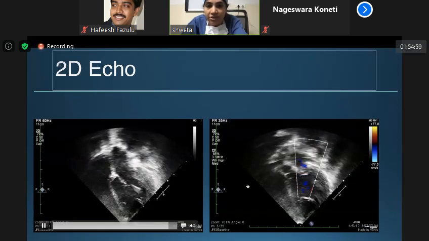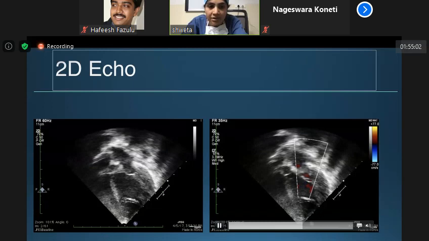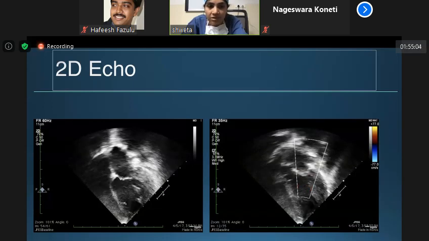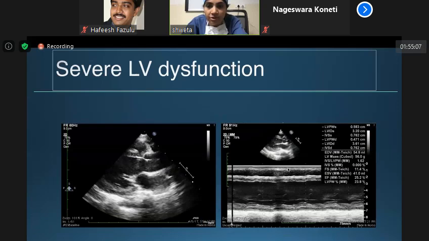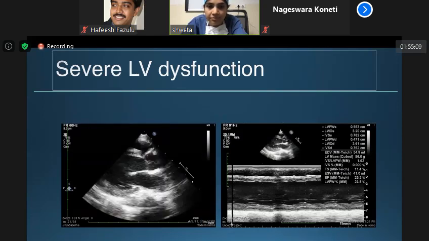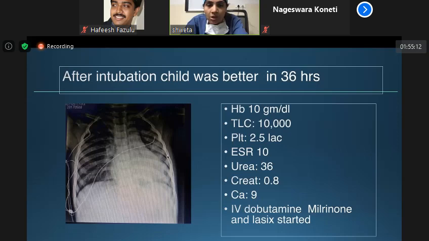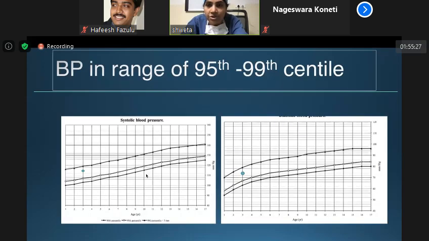This is the echo of the child. There is a severe ventricular dysfunction. As you can see here, the EF is only 20%. After intubation, the child became better. You can see that the lungs are opened up. There is mild cardiomegaly, and urea, creatinine, ESR, everything is normal. The child got stabilized with dobutamine, milrinone and Lasix. Blood pressure was 80/46. Now, after inotropes, that is dobutamine and milrinone, blood pressure started ranging in the 95 to 99 centile.